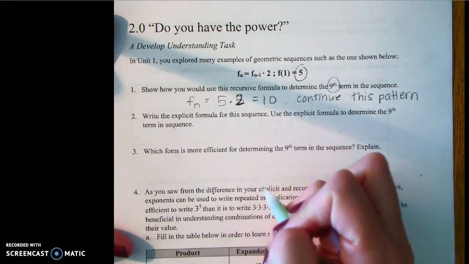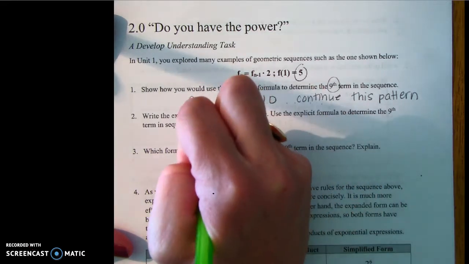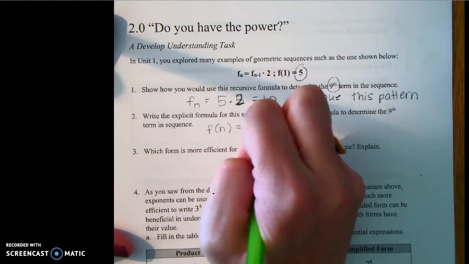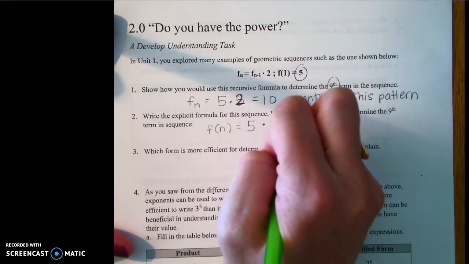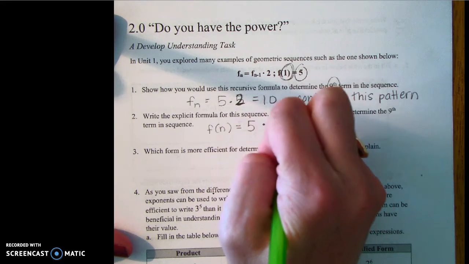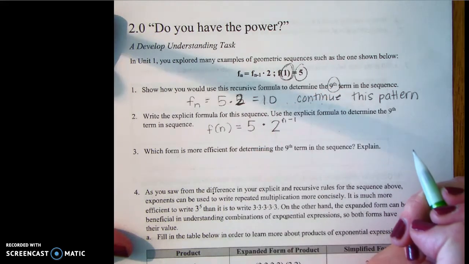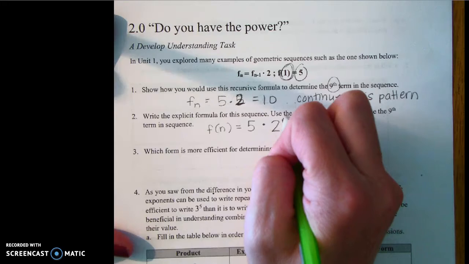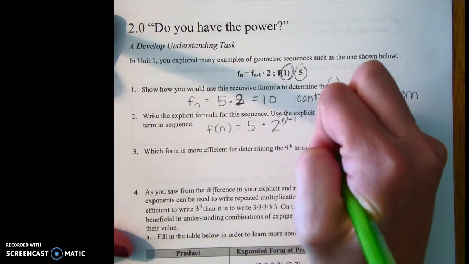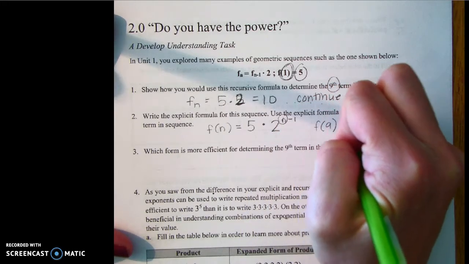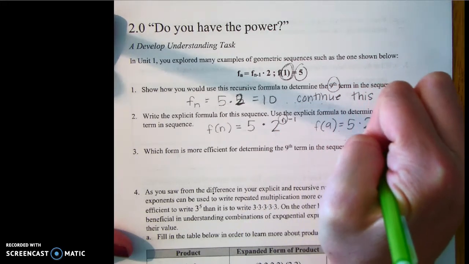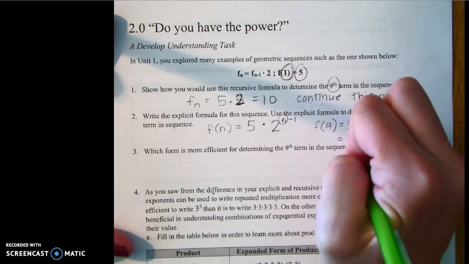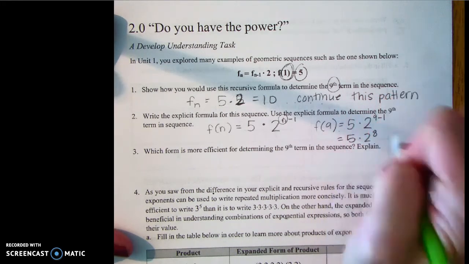So to write an explicit formula for this sequence, I know I'm going to have f of n is equal to, my start is 5 times, the common ratio is 2. I started at 1, so 2 to the n minus 1 power. So if I want to determine the ninth term in the sequence, that means that n would be 9. So I'm finding f of 9. So that's going to be equal to 5 times 2 to the 9 minus 1 power, which is 5 times 2 to the 8th power.